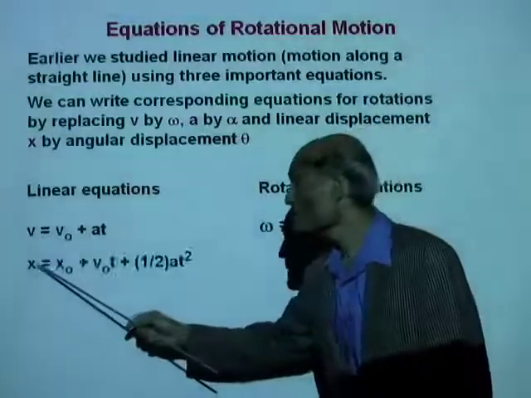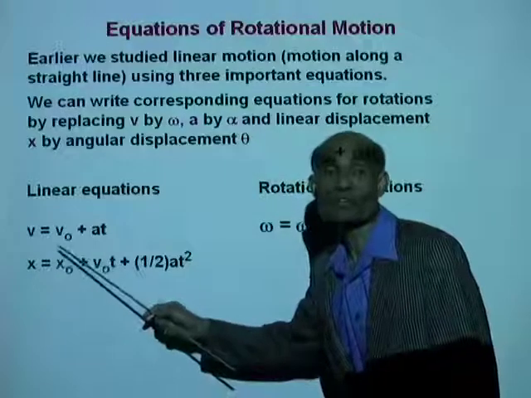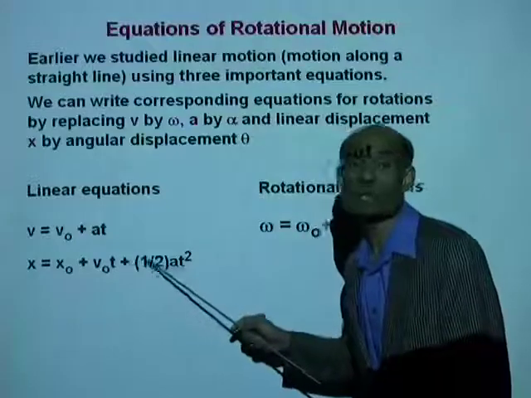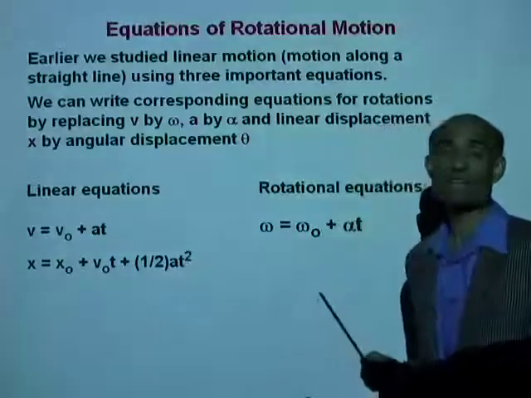Alright, the second rotational equation, x equal to x0 plus v0t plus 1/2 at squared.